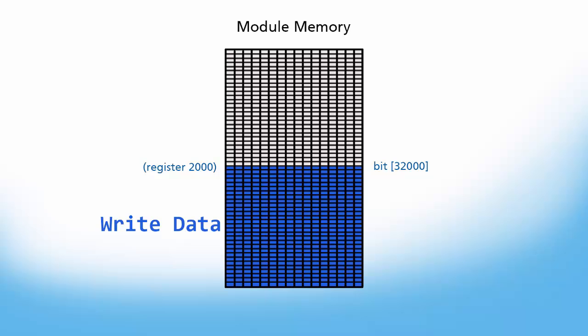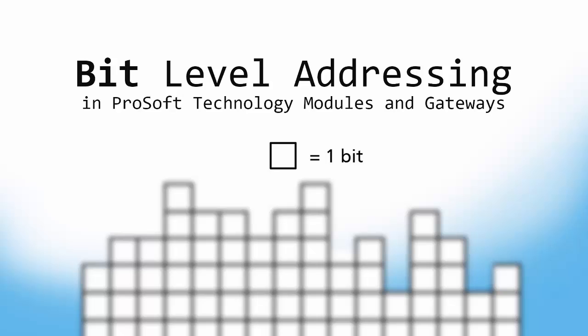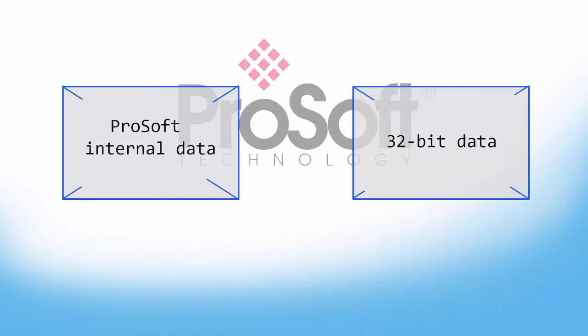We will have a separate video for binary addressing in the MVI56E MCM, which is only slightly different than what we cover here. We also have short supplemental training videos on how to map 32-bit data types with our modules and how data is stored and organized in the internal databases of our modules.